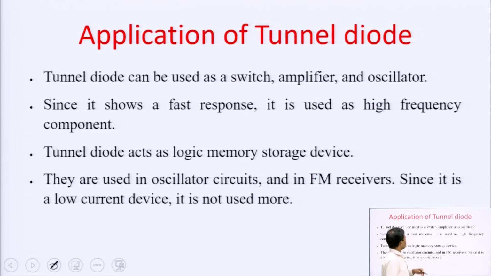Tunnel diode can be used as a switch, amplifier and oscillator. Since it shows a fast response, it is used for high frequency components. Tunnel diode acts as a logic memory storage device. They are used in oscillator circuits and in FM receivers. Since it is a low current device, it is not used more.